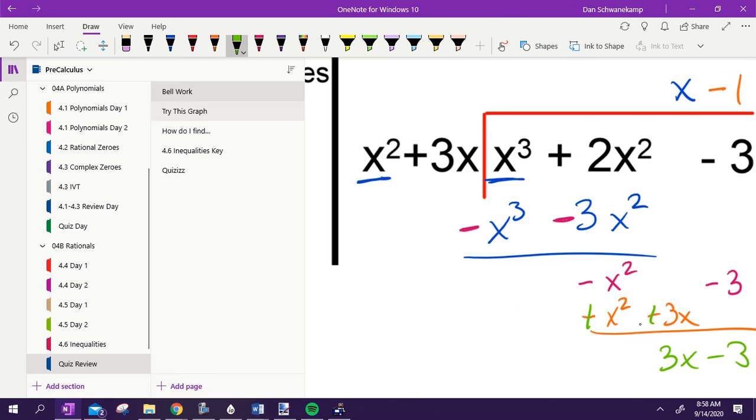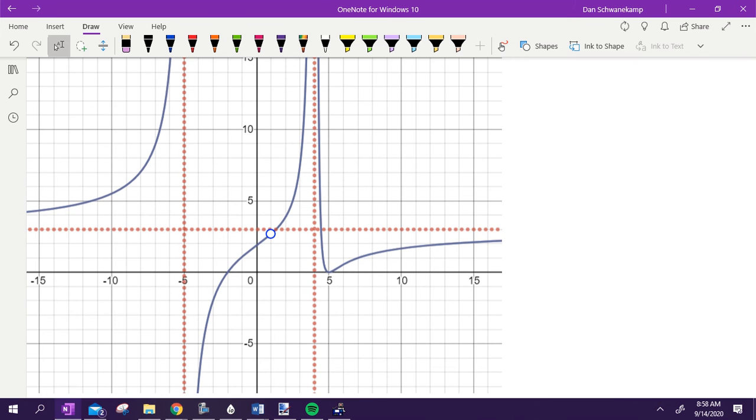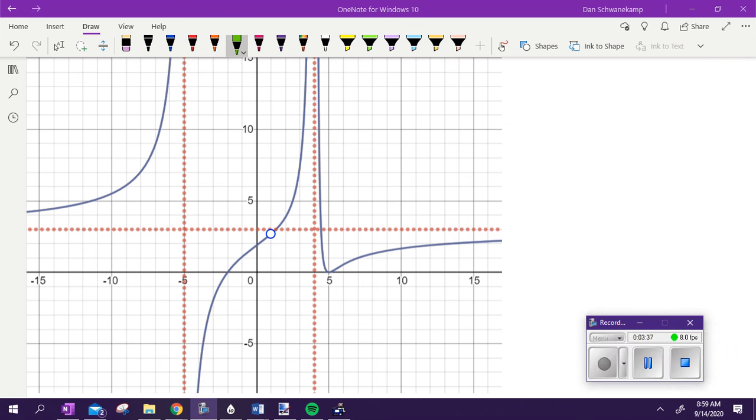Here is a graph of a rational. With your neighbor, try to write the equation that would get me that graph. Take a minute or two here and figure that out with your neighbor. Go. Here we go. We are trying to write the equation of this function, so give it your favorite name. I'm going to call it r of x, but you can call it whatever you would like. R of x because it's a rational.